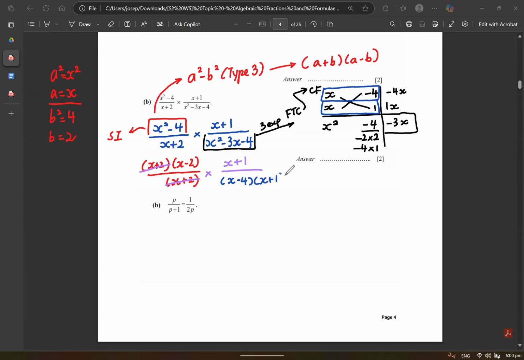Make sense? And then you can see x plus 1 and x plus 1 are together, right? So what you're going to do is cancel them. Does it make sense to you? So you will have x minus 2 over x minus 4. Do you understand or don't understand? All right, so do you still have anything that you can do when it comes to a question like that? Nope. So this is your answer for this question.